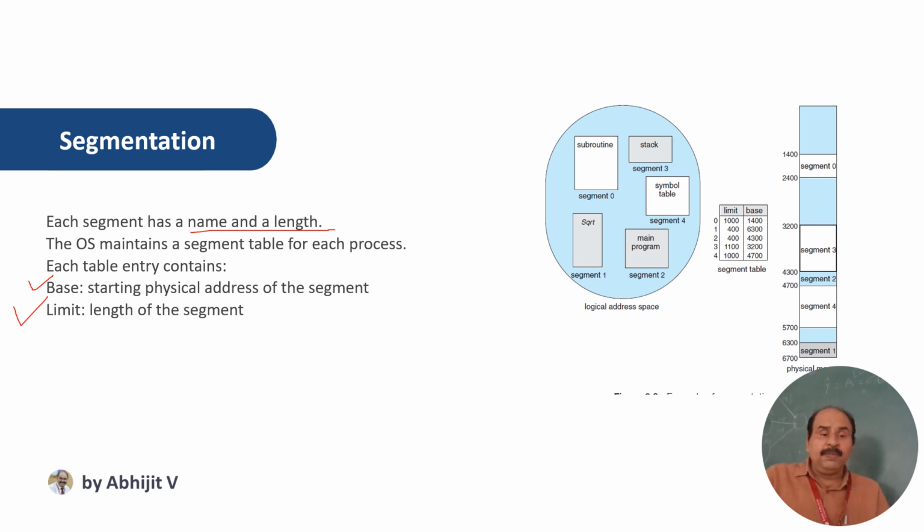One is called the base, the other is called the limit. Base is the starting physical address of the segment, and the limit is the length, so that you can calculate the length of each segment. As I told you, segments are of different sizes. You don't have fixed size allocations, you have variable size allocations. So two things you need: a name and the length of the segment.